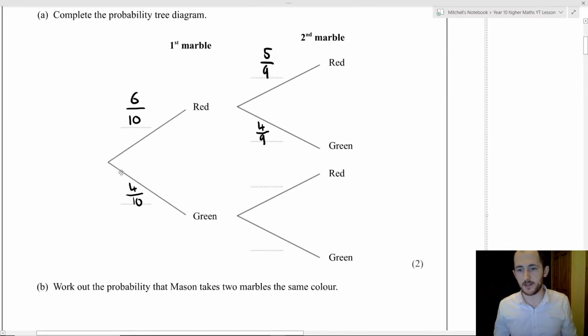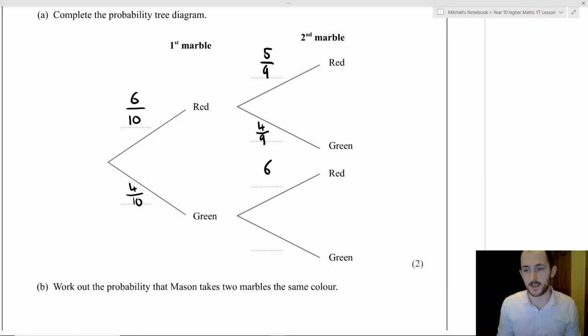Now what happens if he took a green marble? Well, the number of reds doesn't change, so this is still a 6. But the total number has decreased to 9. And likewise with the greens, now it becomes 3 over 9.